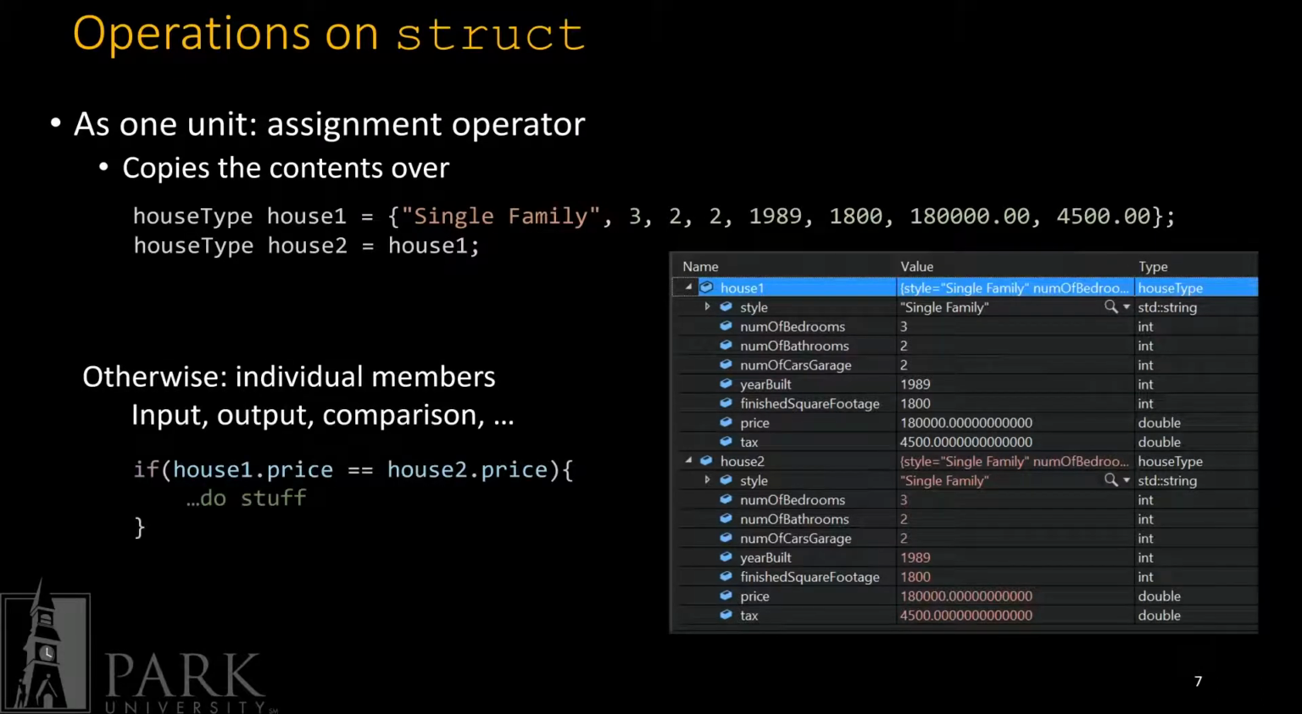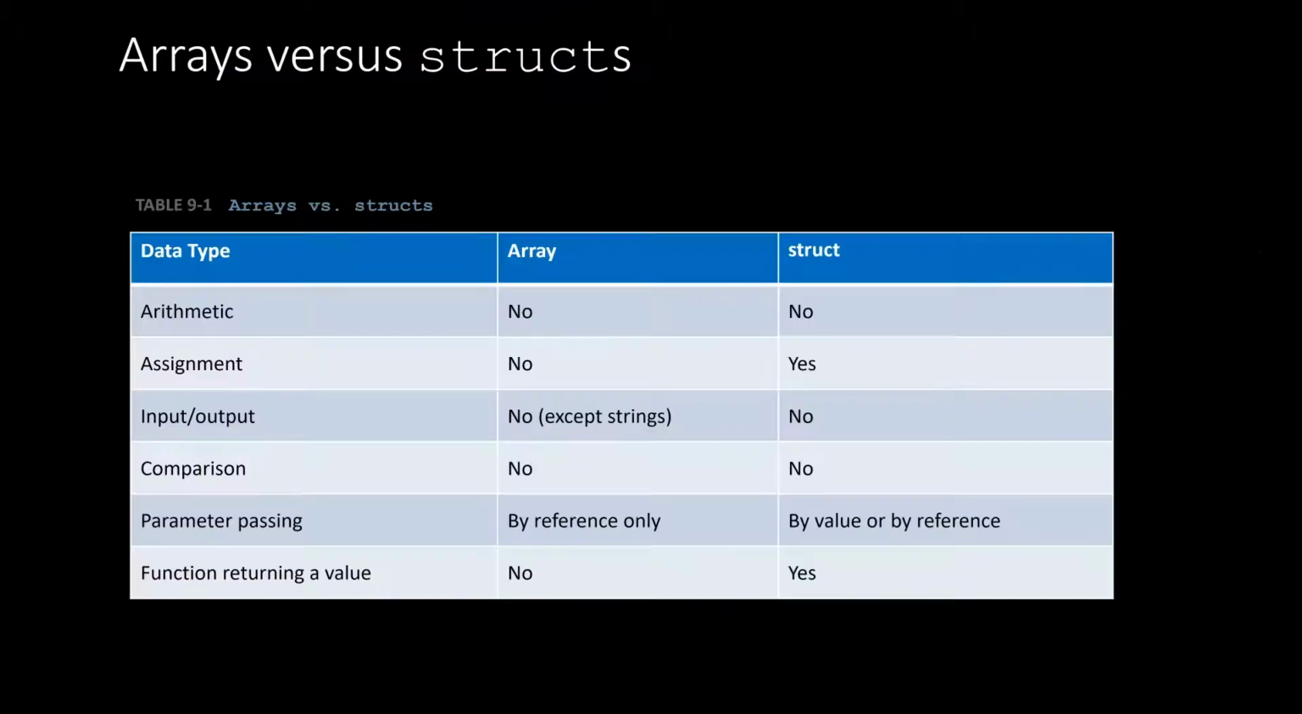All other operations on the struct, such as input, output, and comparison, will need to be done on a member-by-member basis. Table 9-1 in the course textbook lists some ways that a struct compares to an array. And one thing that you might want to pay attention to is the fact that you can actually return a struct from a function right here. So that's extremely useful if you need to bundle up a bunch of different data types instead of having a bunch of reference variables in your function. You can just have it return a struct that has all those particular data types packaged up in that struct.